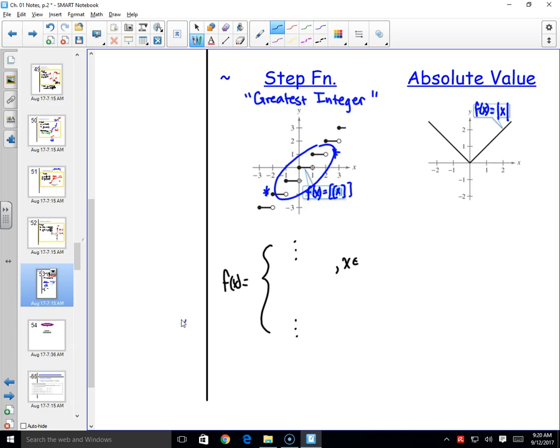Kiddos, what x's are included in this first step? Can you tell with the closed and the open? -2 to -1. Good. But including -2 and excluding -1. Do you see what I'm doing? Including -2 and excluding -1. Why? Where's the filled in or where's the solid dot? Exactly. So it's including -2, excluding -1.